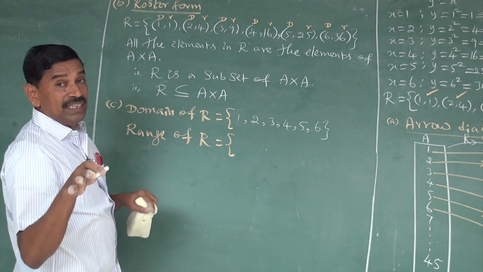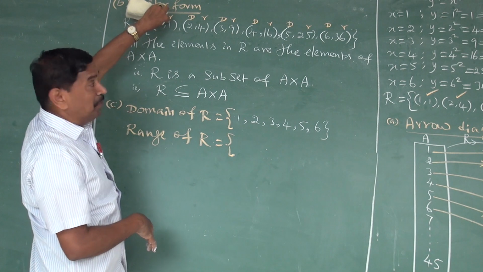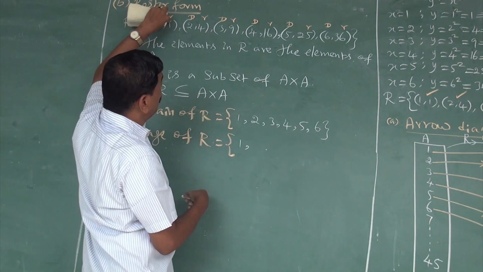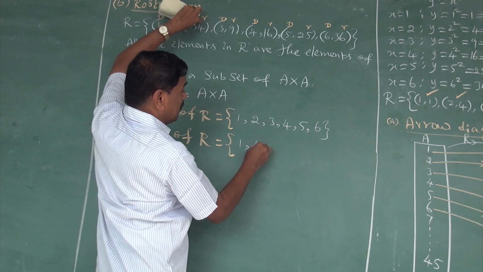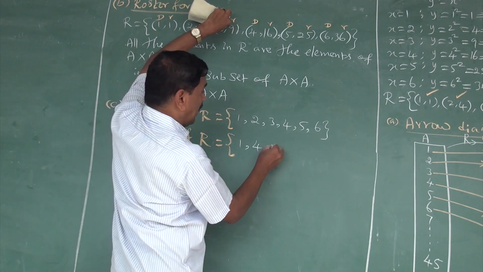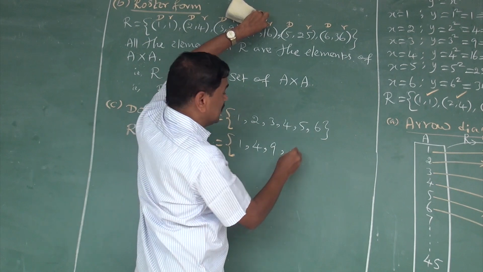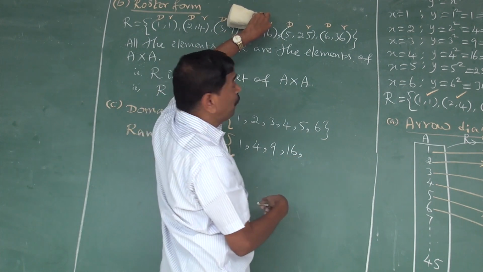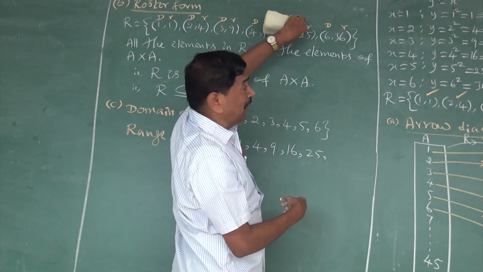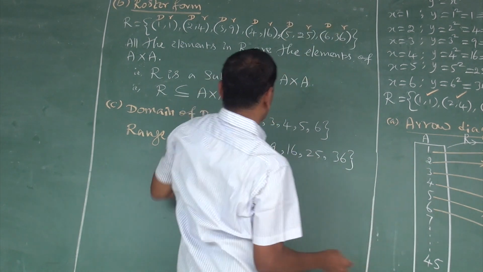Now you want to write the answer for range. Can you tell me the range of the relation R? It is given by the second elements. Second element 1, for range the second element is 4 comma, 9 comma, 16 comma, 25 comma, and 36. Complete the flower bracket.